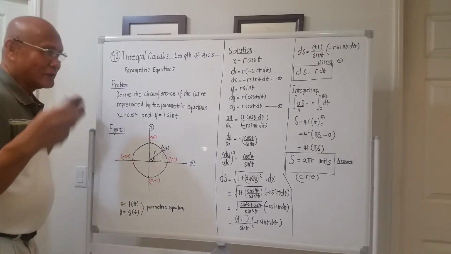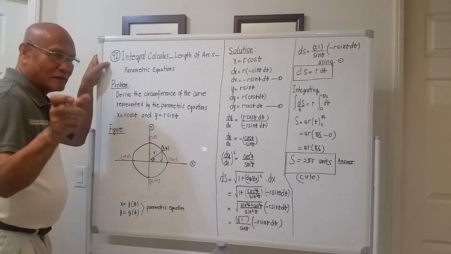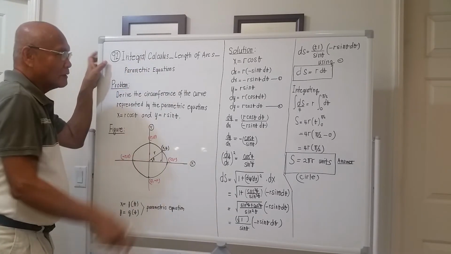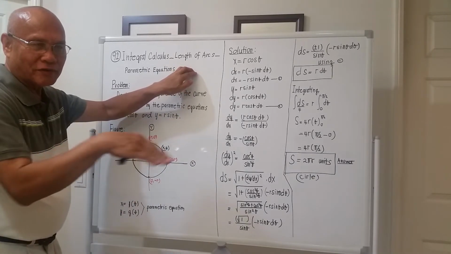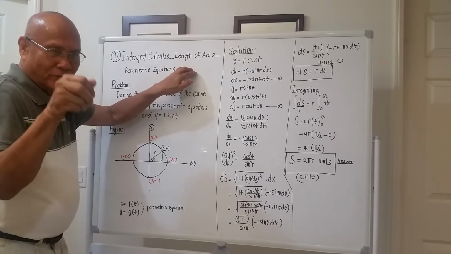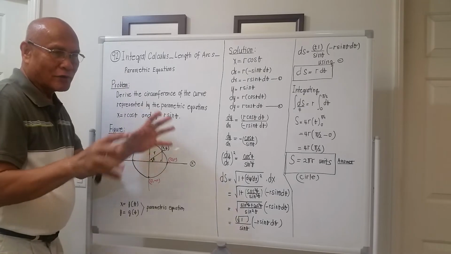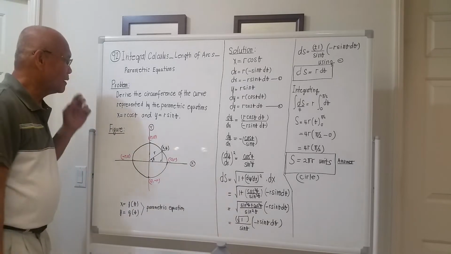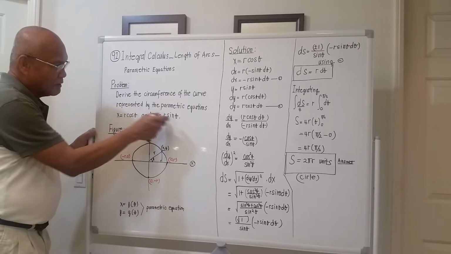My lesson for tonight, guys, is lesson 92 on my YouTube channel, under the subject matter integral calculus, under the subtopic length of arcs. It is the computations of perimeters and circumferences for regular and irregular figures. But for tonight, I will discuss parametric equations in the so-called computation of circumference or perimeters. Okay, I will try to read the problem. Derive the circumference of the curve represented by the parametric equation.